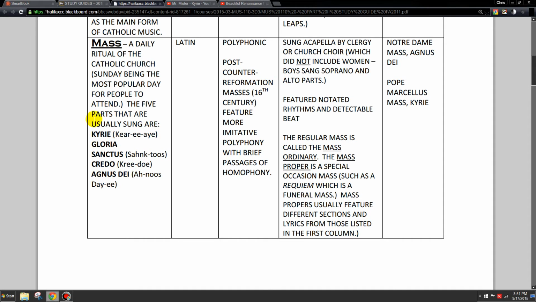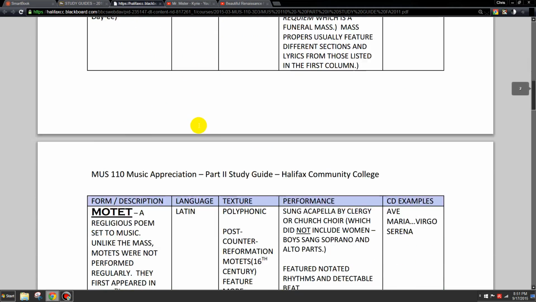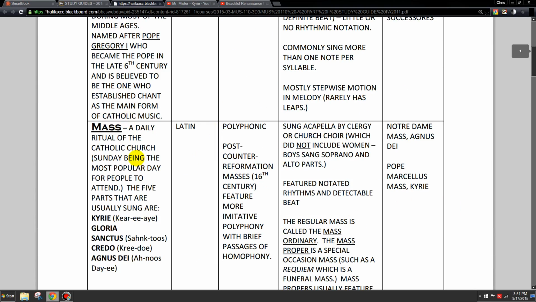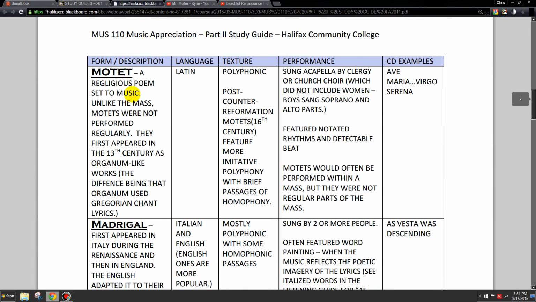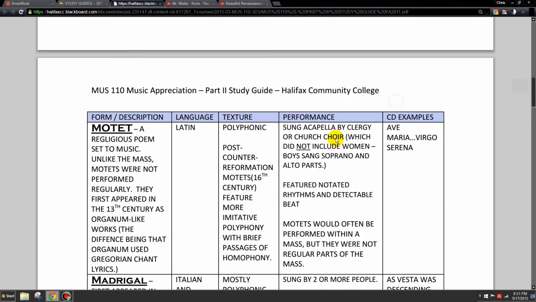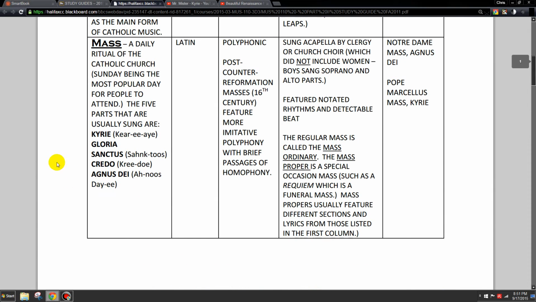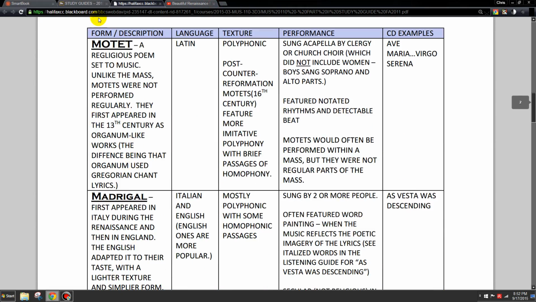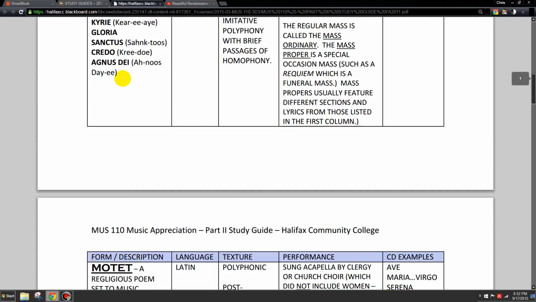These are going to be the biggest telltale signs, because you'll notice they're both in Latin. They both are polyphonic. They are both sung a cappella by the clergy. They have very similar attributes. But the main thing is motets are religious poems that do not use the set lyrics, the set liturgy, of the Mass. So if you hear them singing Gloria or Sanctus or something like that, that's going to be from a Mass, and it's very important that you listen carefully to distinguish a Mass from a motet. That's usually where students mess up with these forms.